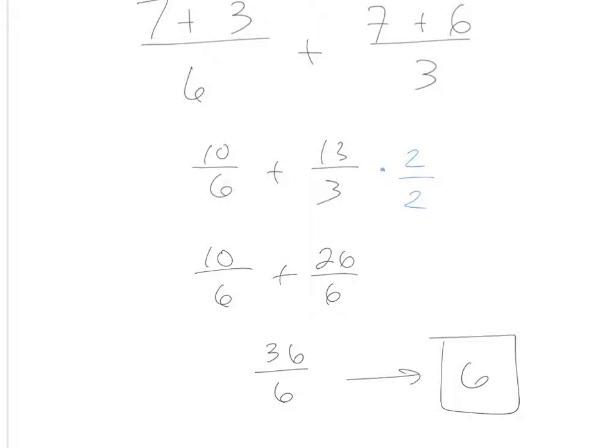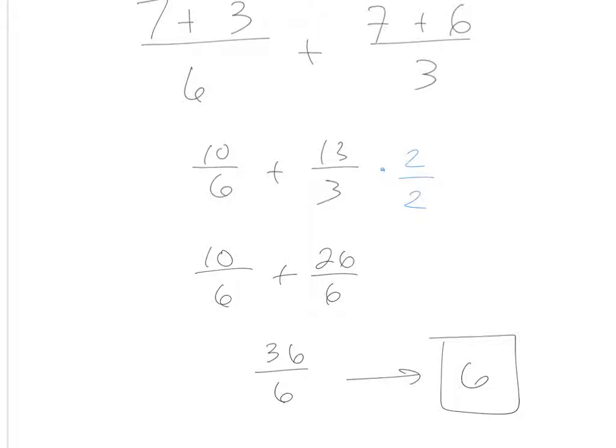Okay, the answer is 6. You get 36 over 6. 10 over 6 plus 26 over 6. 26 over 6 comes from the fact that 13 over 3 multiplied by 2 over 2 gives you 26 over 6. Why am I allowed to multiply by 2 over 2?